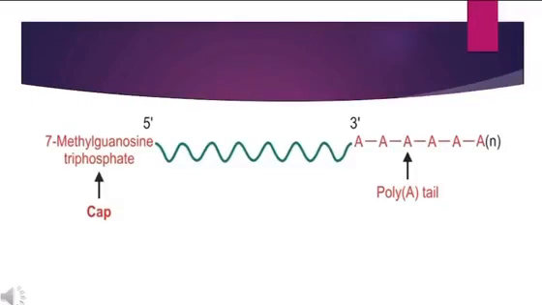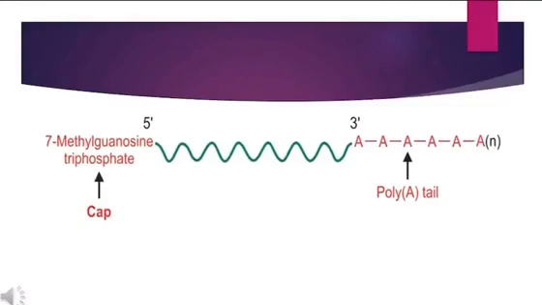So, this is the structure of mRNA. At the 5' end, there is a cap made with the help of 7-methylguanosine triphosphate. This capping helps in the recognition of mRNA in the translation process. It also protects the mRNA from the attack of various exonuclease enzymes, and over here there is an unusual linkage present called the 5' phosphate linkage.